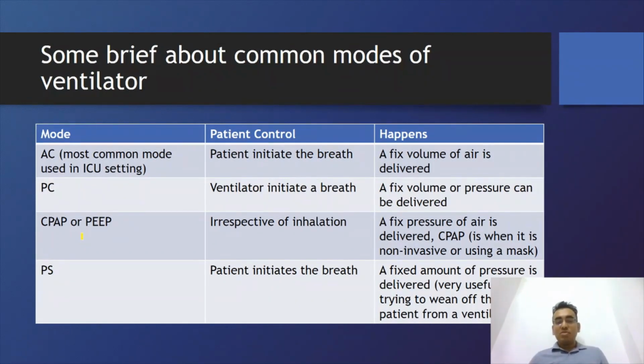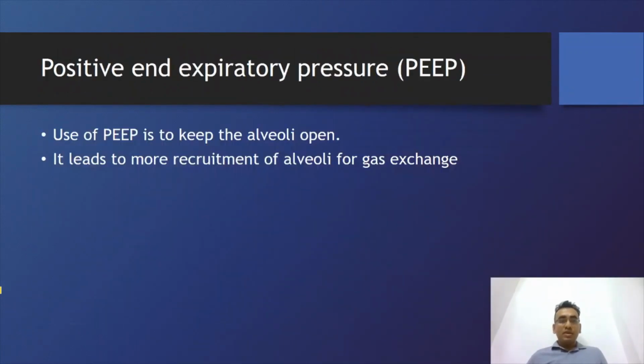Now we'll be discussing CPAP and PEEP. So irrespective of inhalation, you are giving a fixed pressure of air. And CPAP is when it's non-invasive, so you are using a kind of mask. And then you have pressure support. So in pressure support, the patient initiates the breath, so you get a drop of pressure in the air, but instead of a fixed volume of air being given, a fixed pressure of air is delivered. So basically it's important when you are trying to wean the patient off the ventilator. Okay. So now we'll be discussing the positive end expiratory pressure, or PEEP.